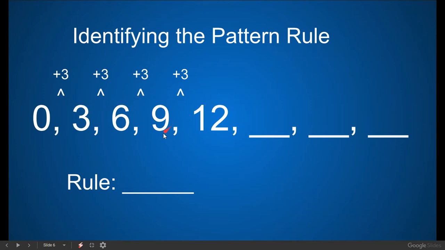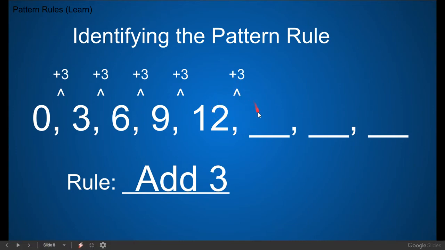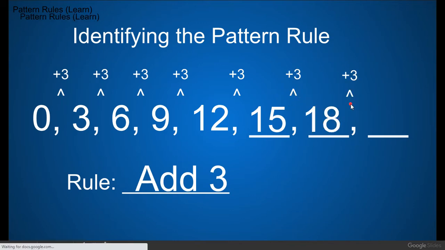So that is going to be my rule. The rule of my pattern is adding 3. So no matter what the number is in this pattern, I'm going to add 3 onto it to get to the next number. So to continue the pattern, I add 3 onto 12, and I end up with 15. I add 3 onto 15, and I end up with 18. I add 3 onto 18, and I end up with 21.